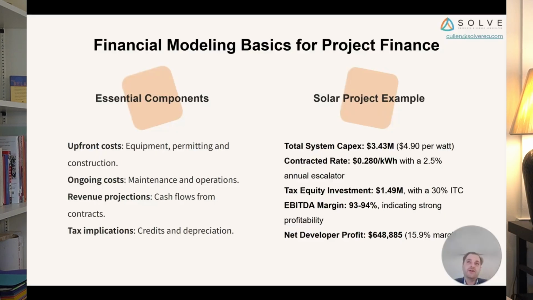Contracted rate in this case, however, is also commensurate with that, 28 cents per kilowatt hour with a 2.5% annual escalator. Into this would come tax equity investment of $1.49 million. Tax equity investment generally becomes a partner in the special purpose entity based on this 30% investment tax credit. The EBITDA margin on the project, however, is 93 to 94%, indicating strong profitability, and a net developer profit of nearly $650,000. So what does that mean, though?